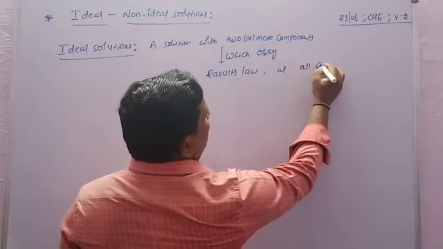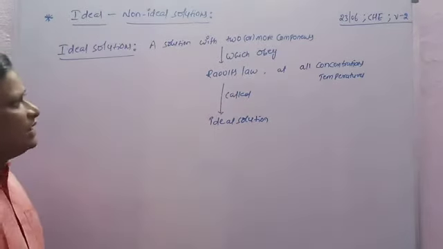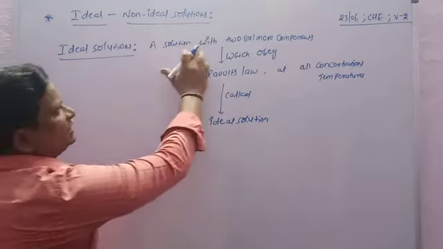At all concentrations and all temperatures is called an ideal solution. So an ideal solution means a solution with two or more components, which obeys Raoult's law at all concentrations and temperatures. This solution is known as an ideal solution.